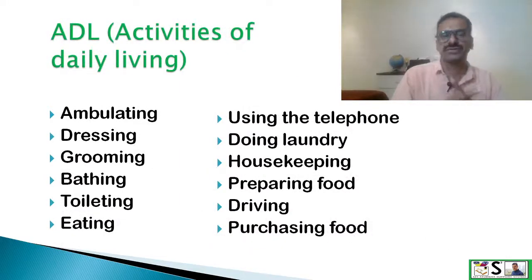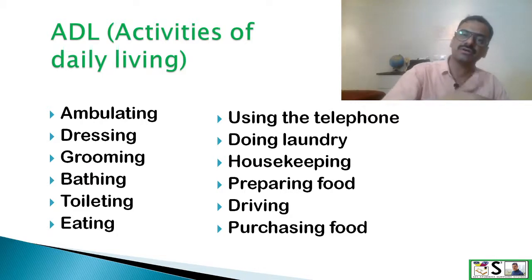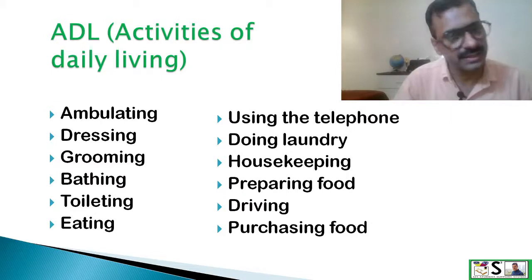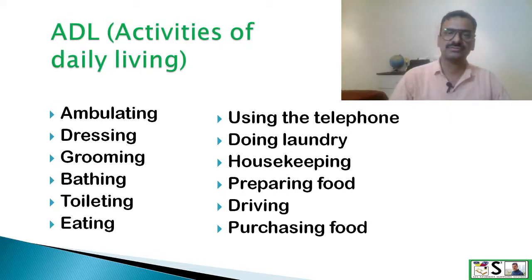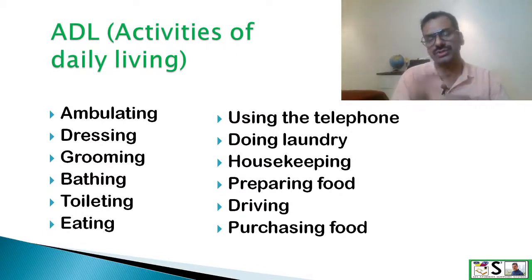After personal history, we go for ADL. We ask for the activities of daily living like ambulating, whether he or she is getting out of bed and walking with the help or without help. Dressing with help or without help. Grooming again, whether she or he is able to do it or needs help in ADL.